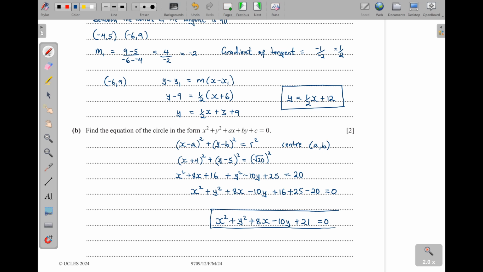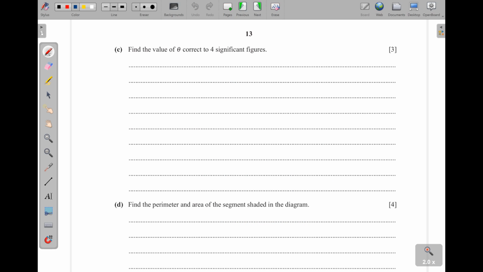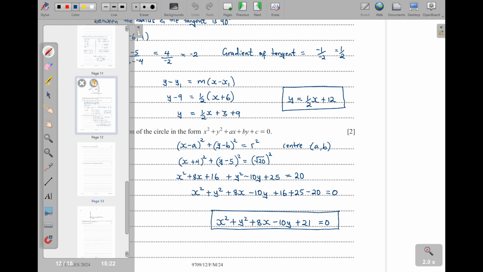As simple as that. Part C, find the value of theta correct to 4 significant figures. Now, this one I can do maybe in 2 ways. Okay? Let's check again what we are having here.